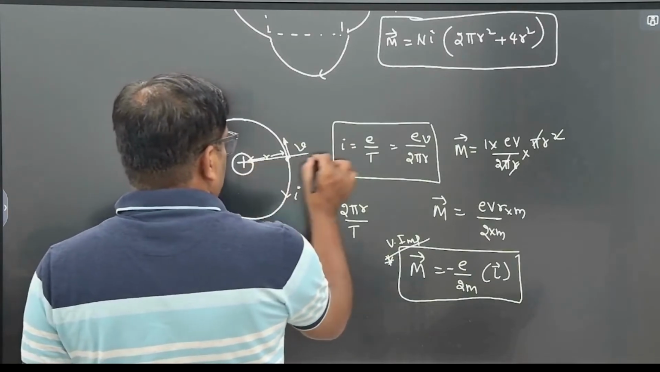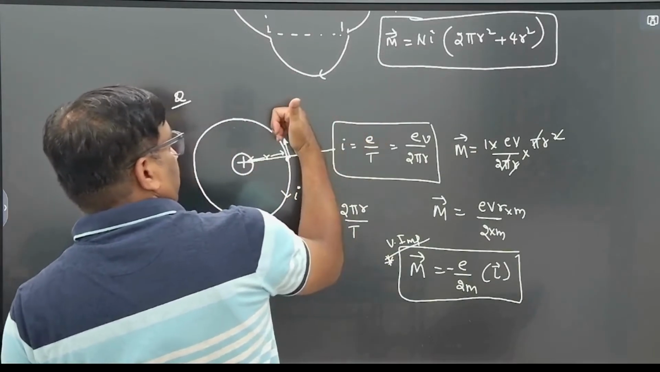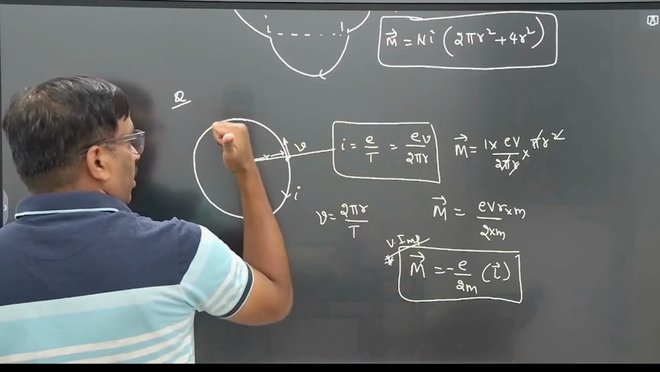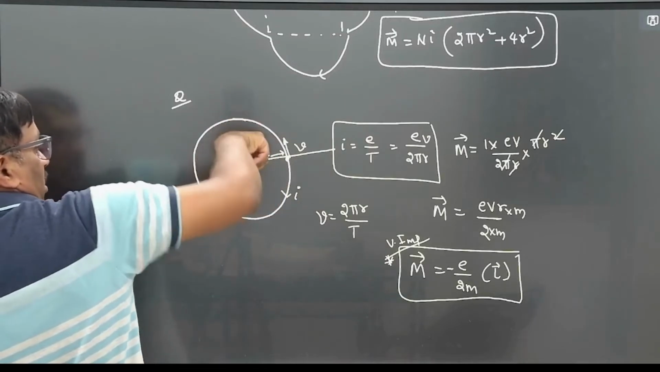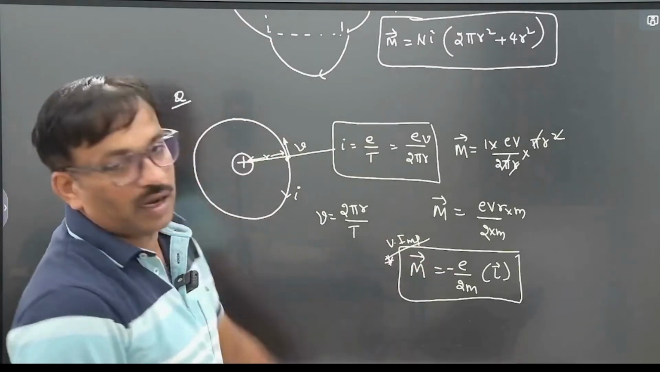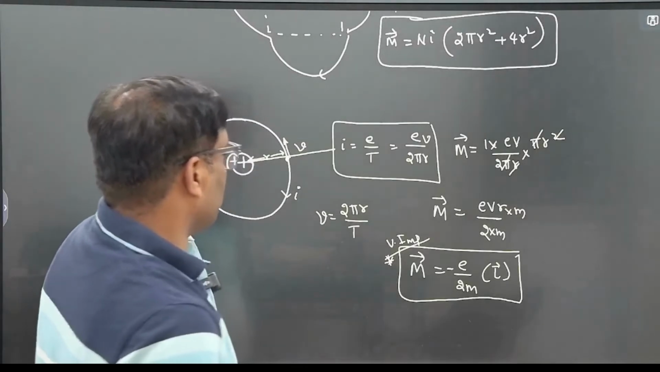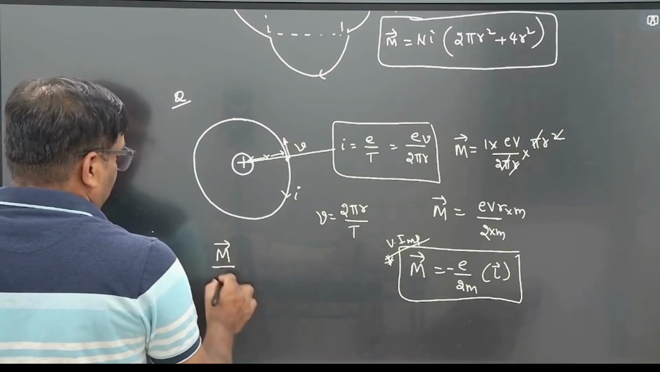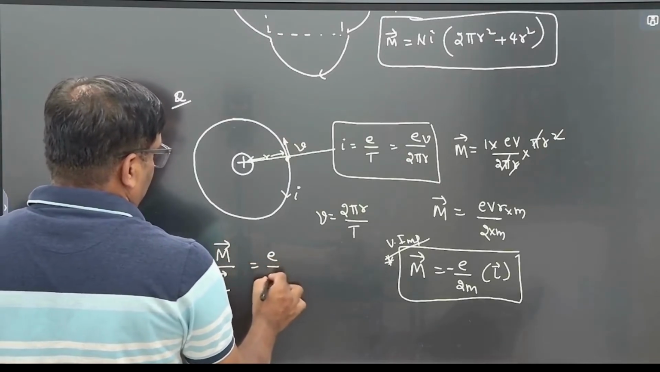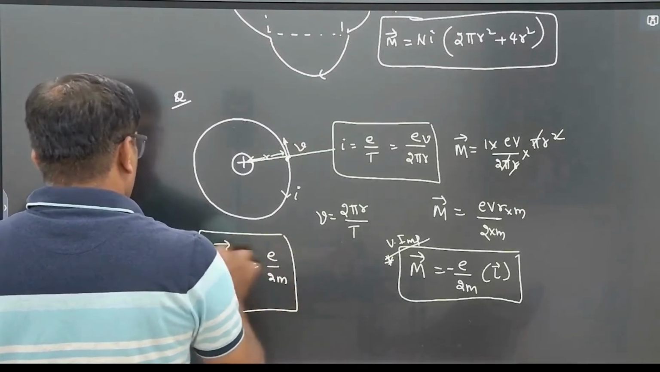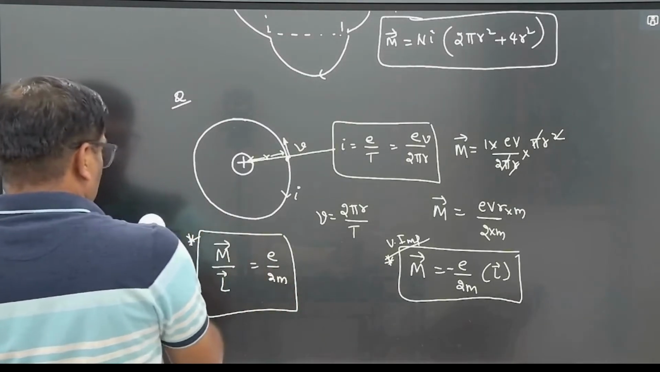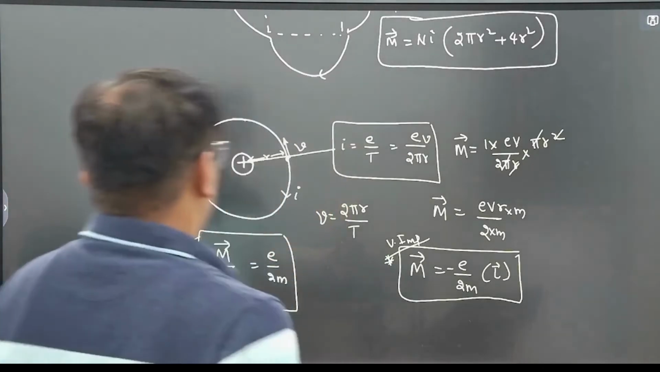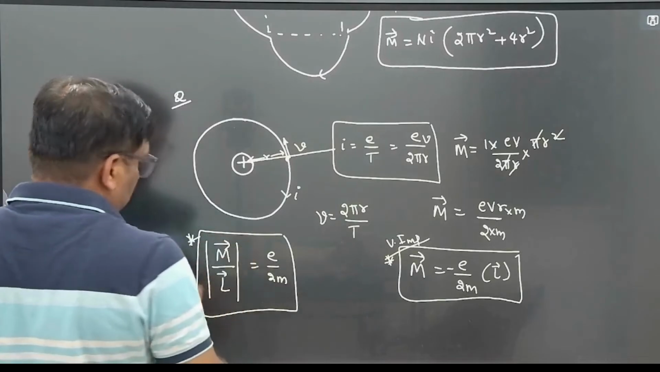So this is your radius. See here, this is your radius, r cross v, so this is your angular momentum. Current is flowing like this, into this one. Therefore magnetic moment and angular momentum are in opposite directions, right? So magnetic moment by angular momentum, the magnitude, is nothing but E by 2m. So this is your Bohr magneton, right? This is also a very important concept.